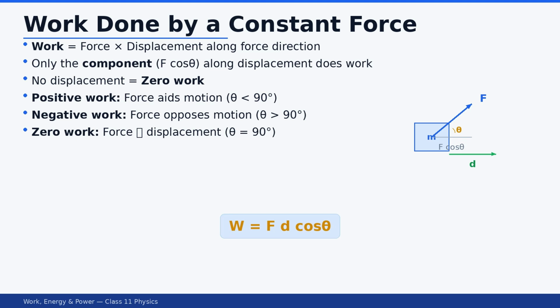Work is defined as force multiplied by displacement in the direction of the force. The formula is W equals F dot D, which is FD cosine theta. Here, theta is the angle between the force and displacement vectors. If the force helps the motion, work is positive. If it opposes motion, work is negative. And if force is perpendicular to displacement, no work is done. For example, carrying a bag while walking, your upward force does zero work because displacement is horizontal.